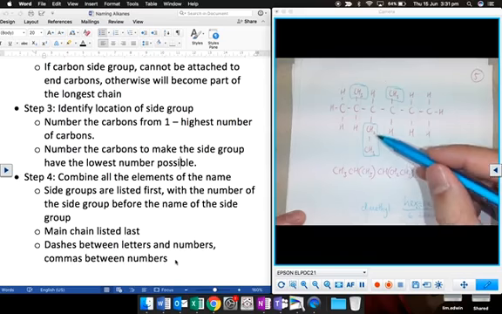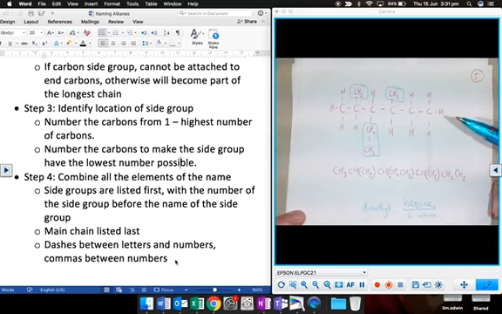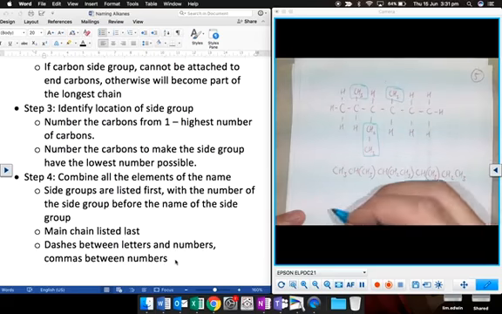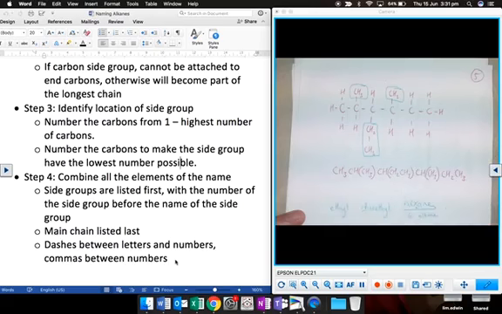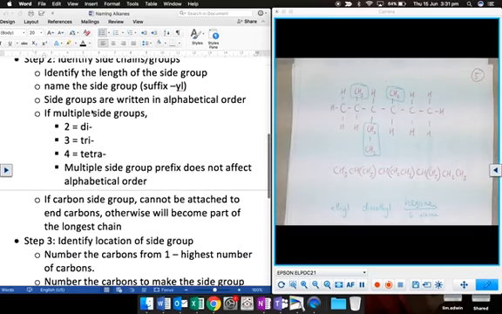We also have one that is too long. The prefix for 2 is ethyl, or eth. Then ol for the thing. Now, which one do we put first? We've got to put these in alphabetical order. Side groups are written in alphabetical order. Okay, so E comes before M.